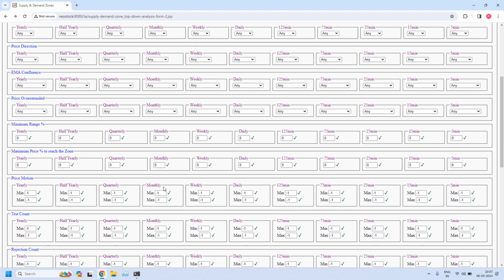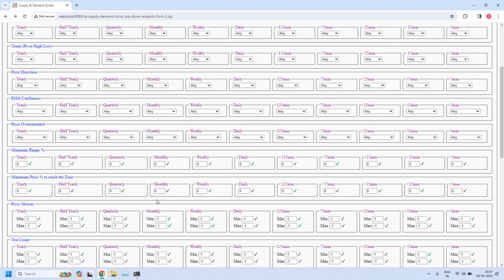Apart from that, I also want to set my minimum reward between demand zone and supply zone should be 3%. The minimum reward, that is nothing but minimum range from daily demand zone to daily supply zone or daily demand zone to all-time high, it should be minimum 3%. So I set the value 3 here. In this parameter, I set the value 3.